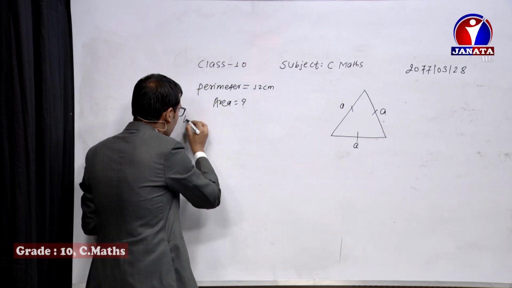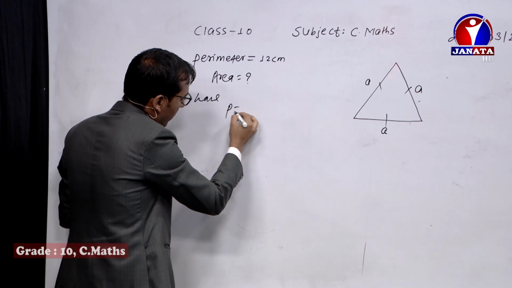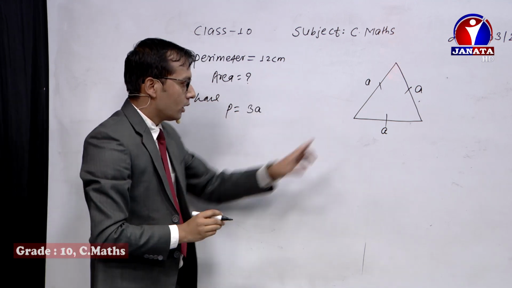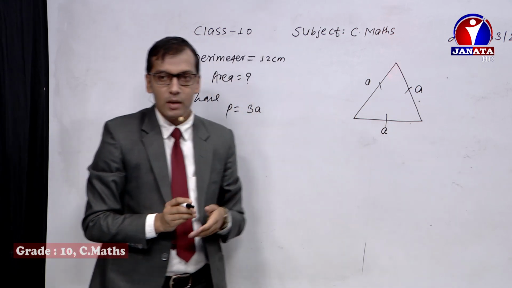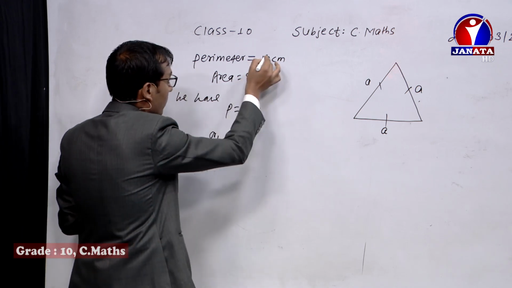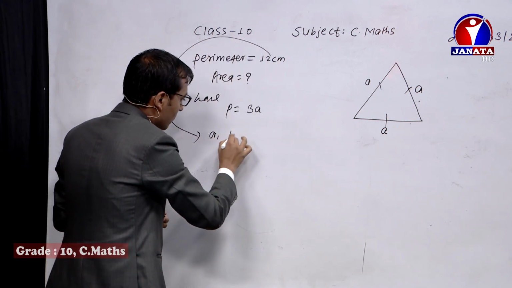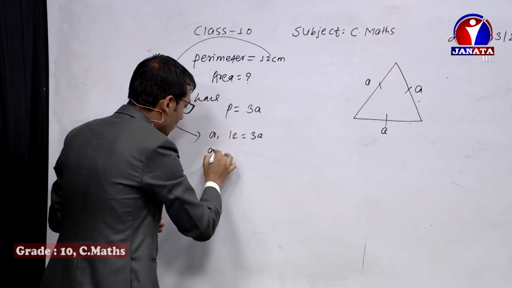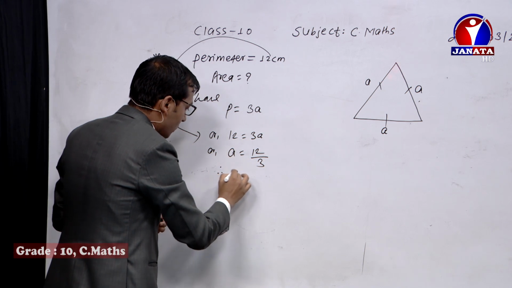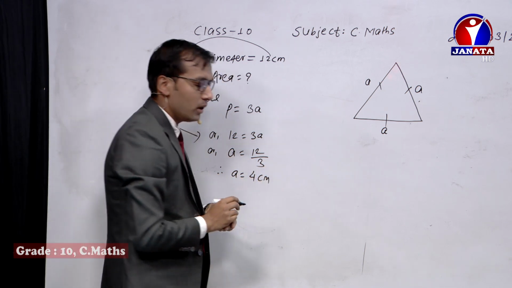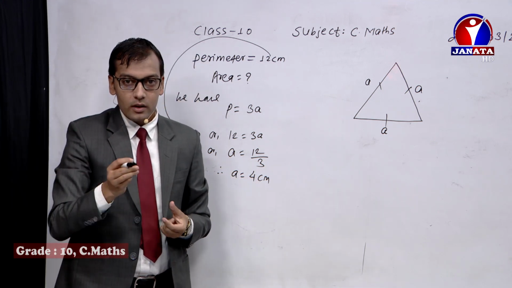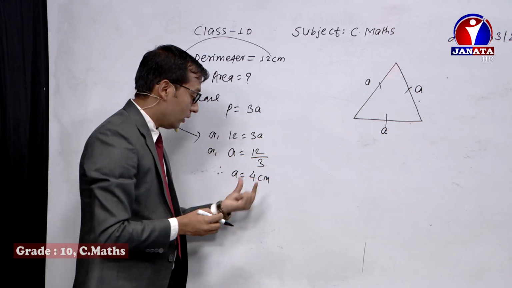So we have, the perimeter is the sum of three sides, so it's 3A units. A plus A plus A is 3 times A. Here the perimeter is 12 centimeters, so we can replace this: 3 times A is 12, or A is 12 by 3, so therefore A is 4 centimeter. So A is the length of each side of the equilateral triangle, it's 4 centimeter.